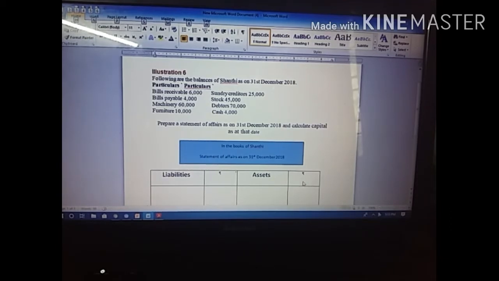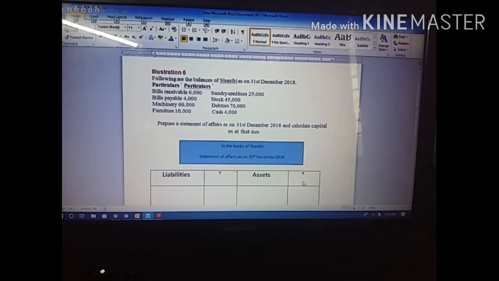From the following balances of Shanti as on 31st December 2018. So based on the year-end information they are given. This is the book of Shanti. Particulars: bills receivable 6,000, bills payable 4,000, machinery 60,000, furniture 10,000, sundry creditors 25,000, stock 45,000, debtors 70,000, cash 40,000. So you must know which items come on the liability side and which come under the asset side.